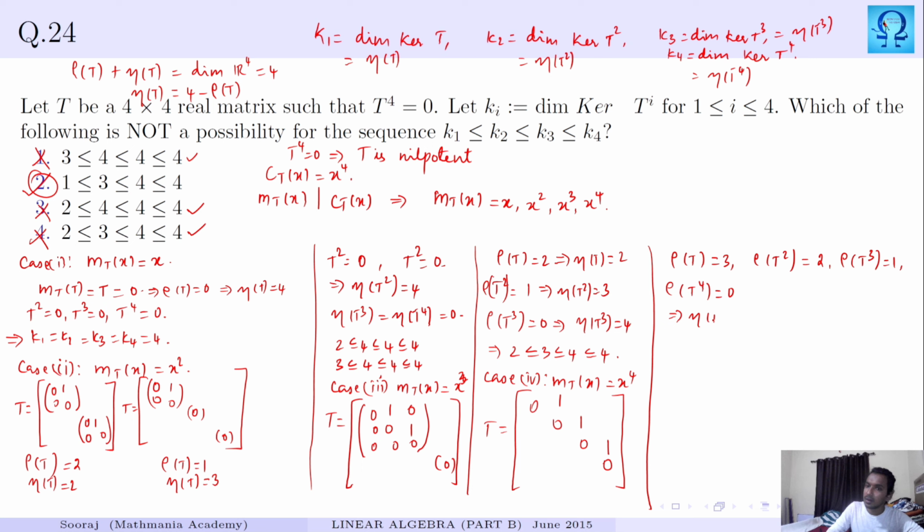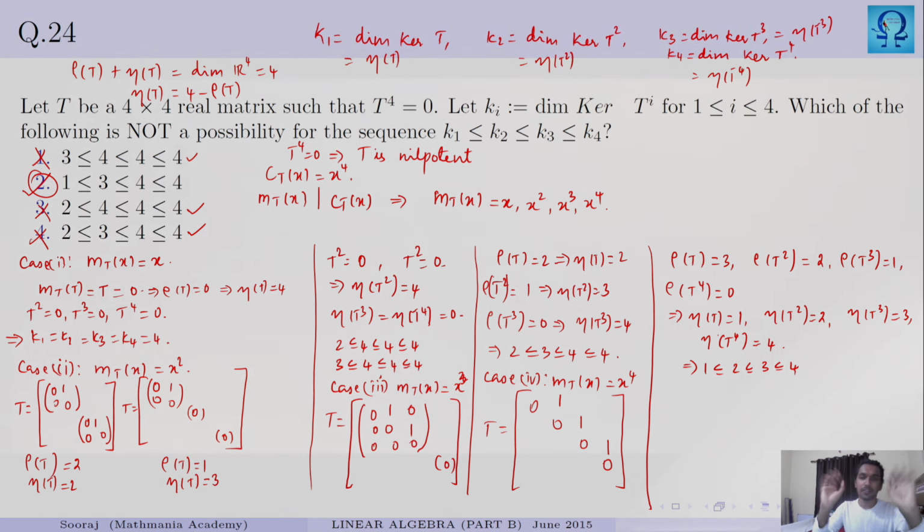Hence, nullity of T is 1. Nullity of T square is 2. Nullity of T cube is 3, and then the nullity of T to the power 4 is 4. Therefore 1 ≤ 2 ≤ 3 ≤ 4 is also one of the possibilities, which is not listed in the options. But for this data, what are the possible options that I have shown you?